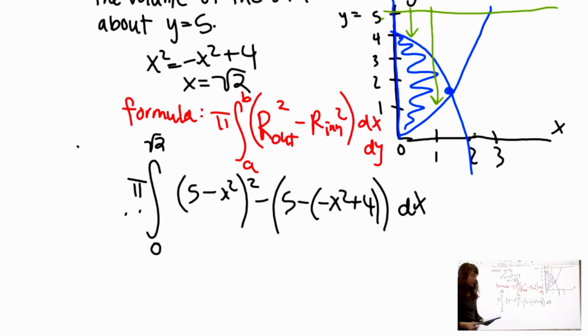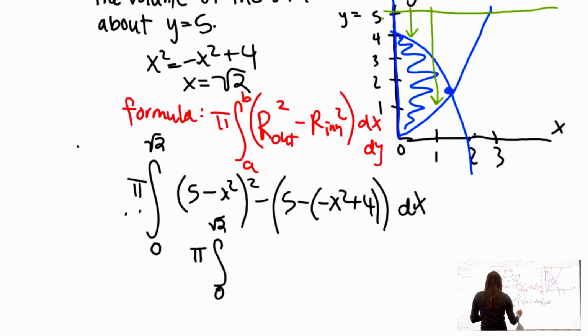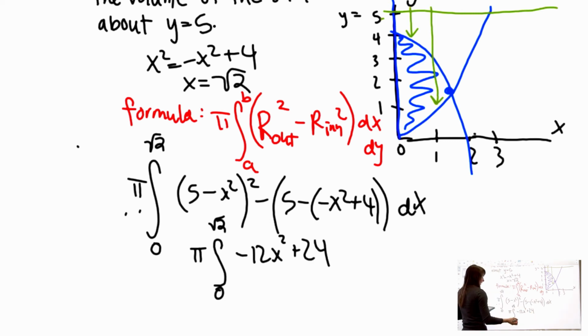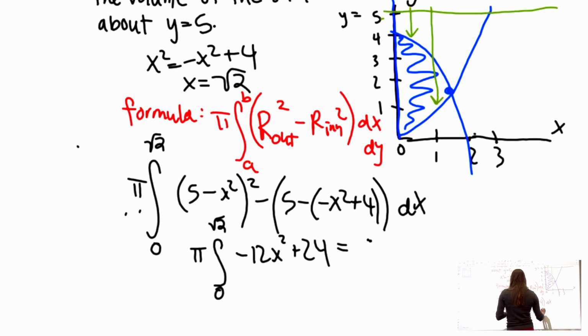So if you do this integral, you should be integrating from 0 to root 2 pi times negative 12 x squared plus 24 if you multiply all that out, and that's going to turn out to be 16 pi root 2. That's what you should get.